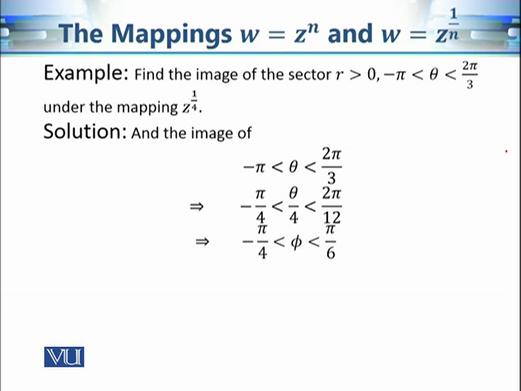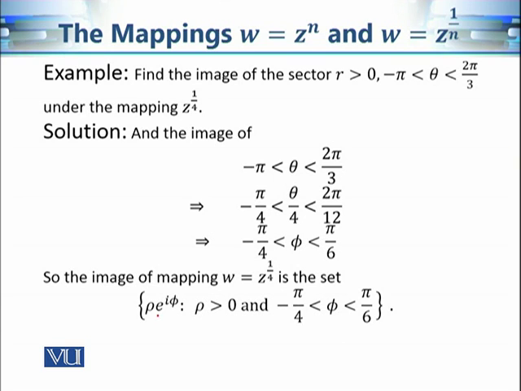Now we have the knowledge of both modulus and the argument in the w plane of the image of this sector under this map z raised to power 1 by 4. So what is the image? It consists of all complex numbers for which rho is greater than 0 and phi lies between minus pi by 4 and pi by 6. And we can easily sketch this region in the w plane as well.